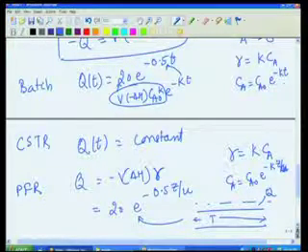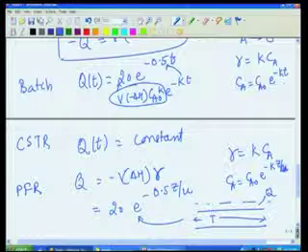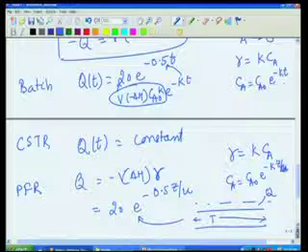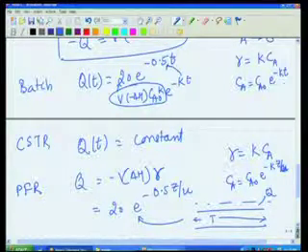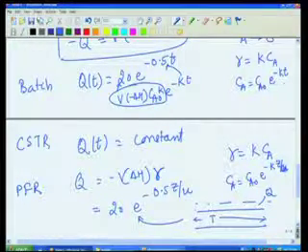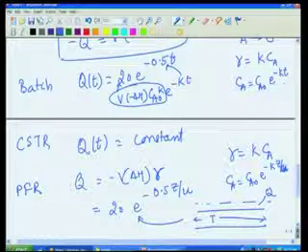Why? Because for a tubular reactor, concentration decreases exponentially along the length of the reactor. So, the rate of reaction will decrease exponentially along the length of the reactor, and therefore, the rate of generation of energy will change exponentially along the length of the reactor, and therefore, the heat to be added or removed to maintain the temperature constant will have to also change along the length of the reactor. Not an easy thing to do.